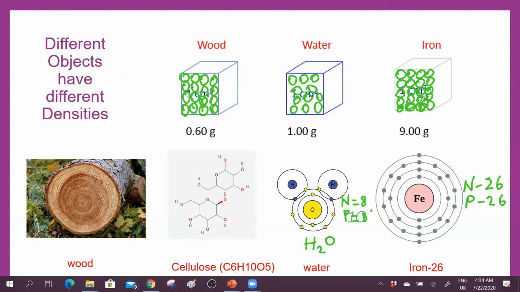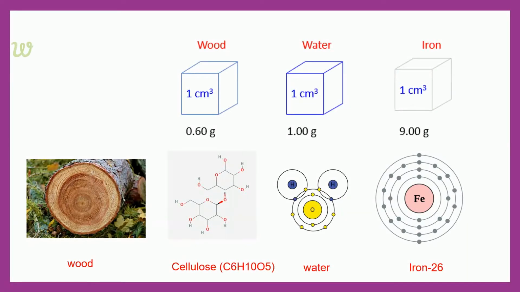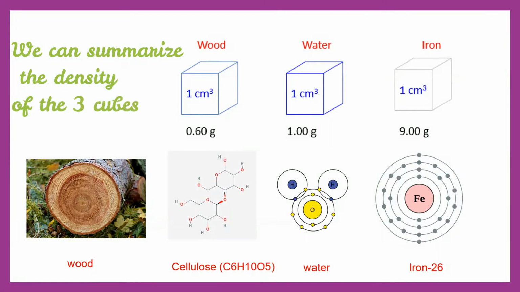So iron and wood have a regular lattice. They have a regular pattern. There's no space between the molecules, so they can slide past. But here, the molecules have more space in case of liquid. 1 molecule of wooden material is lighter than 1 molecule of water, so it is less dense. 1 atom of iron is heavier than 1 molecule of water, so iron is denser.